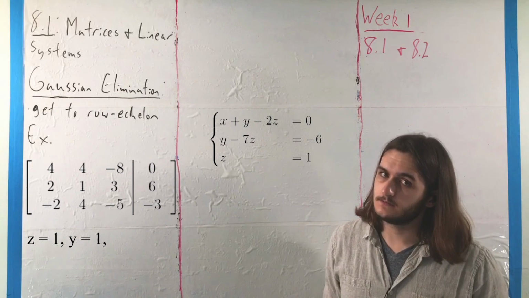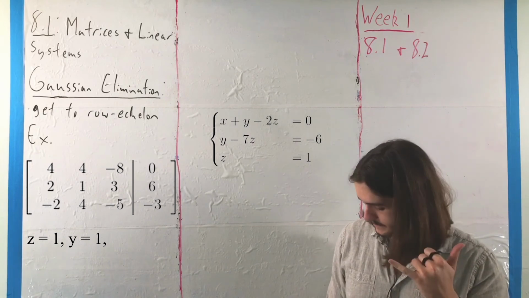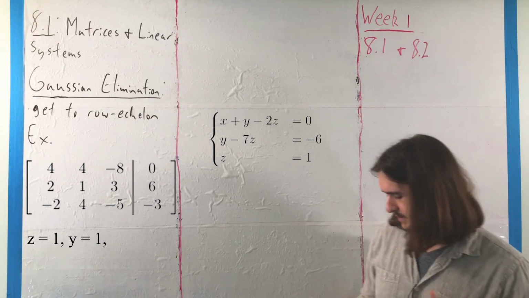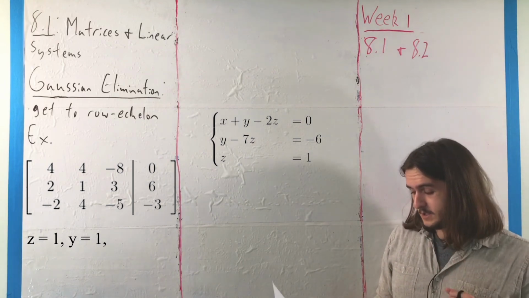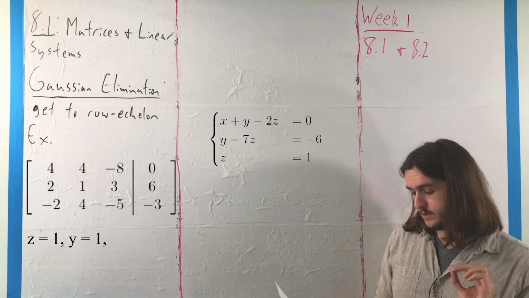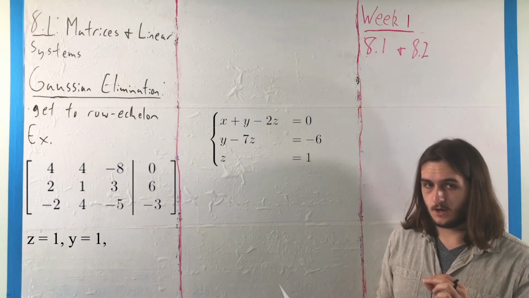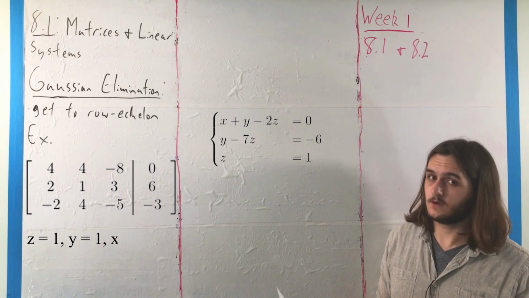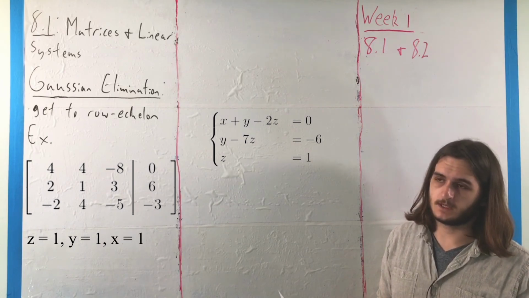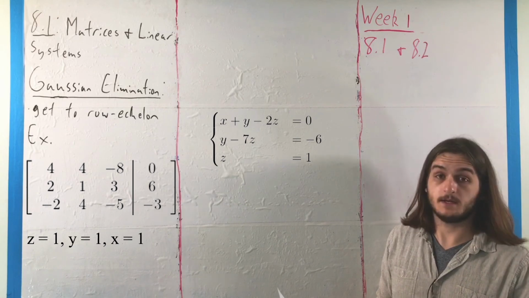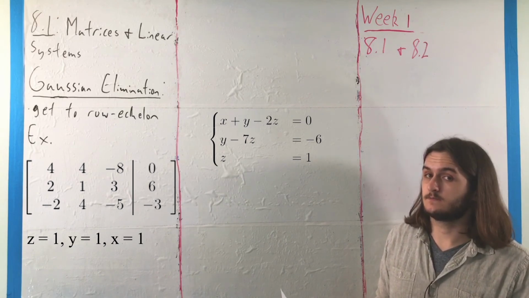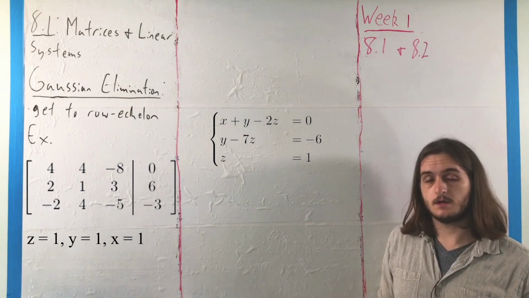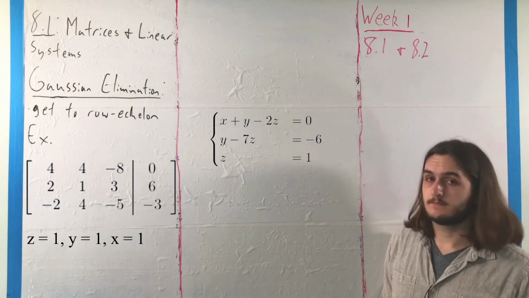And then finally, once you've got y and z, you plug them into that first equation, you have x plus 1 minus 2 equals 0, which tells you that x also has to equal 1, just like I said however many minutes ago that you end up watching this video. So you end up with your final answer of 1, 1, 1 as desired.